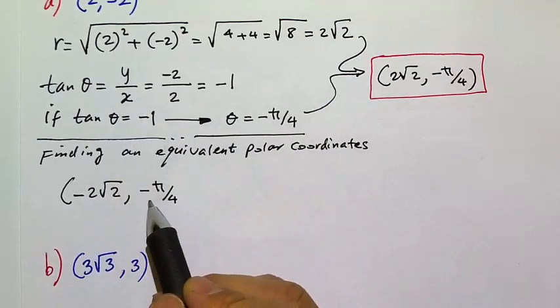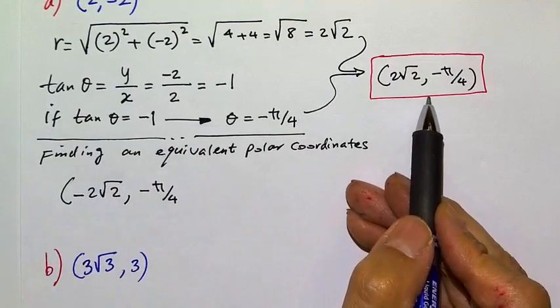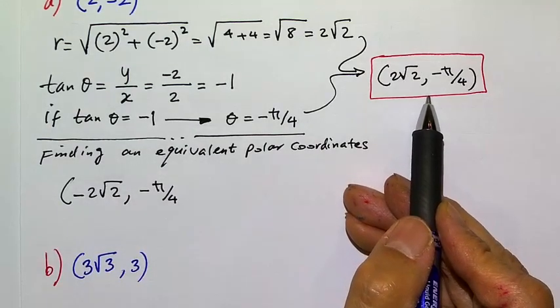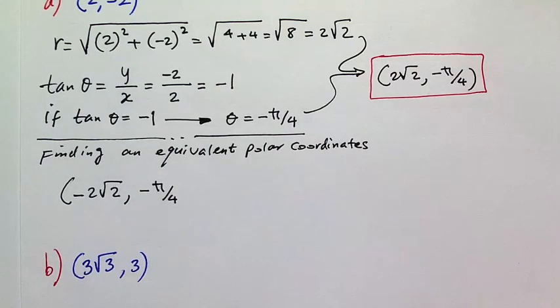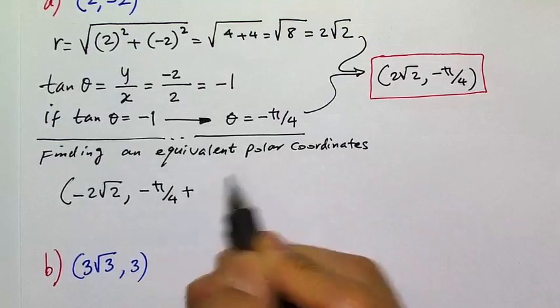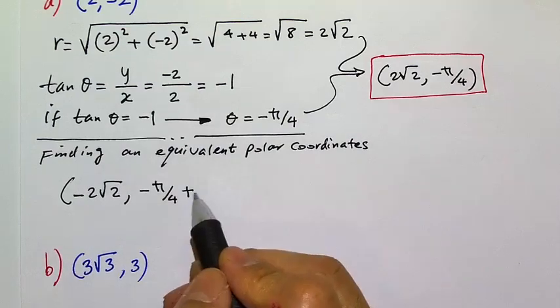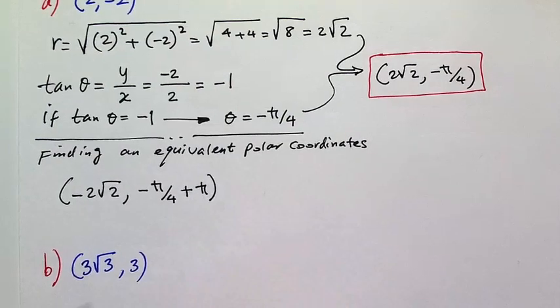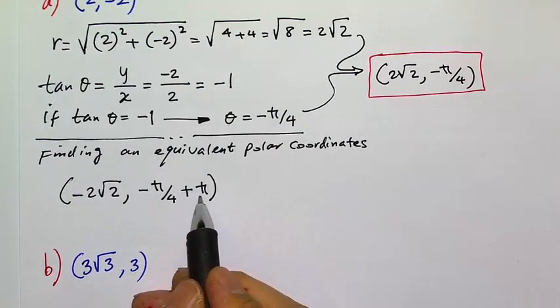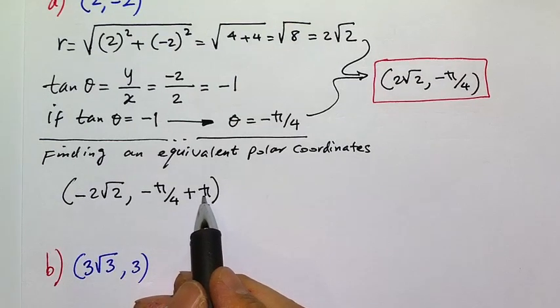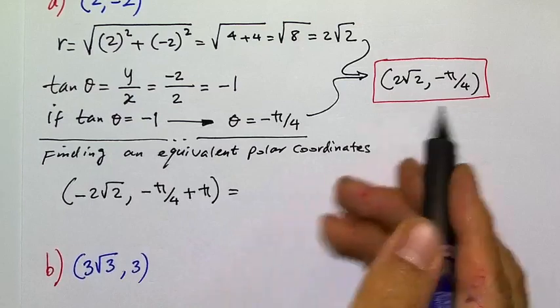So do I want to stay there? No, I want to be back to this point. To do that, I can either add pi or subtract pi. Adding is less problematic, I guess, or easier than subtracting. So I'll just add pi, meaning I will move 180 degrees in the counterclockwise direction to go back to where this was.